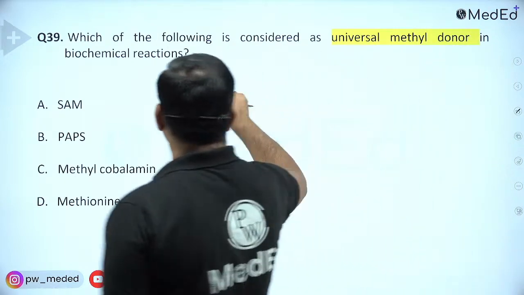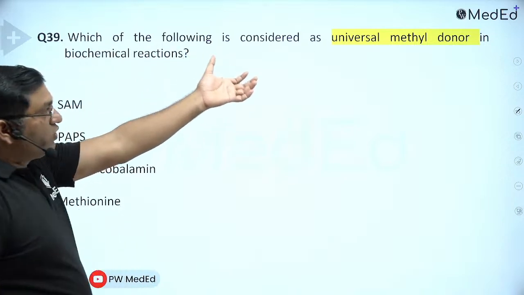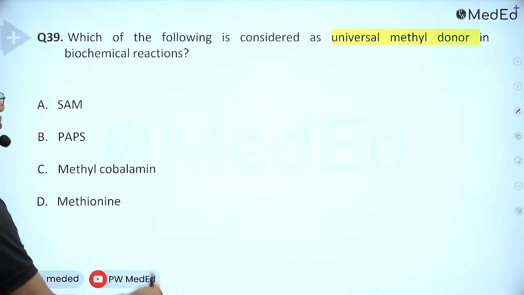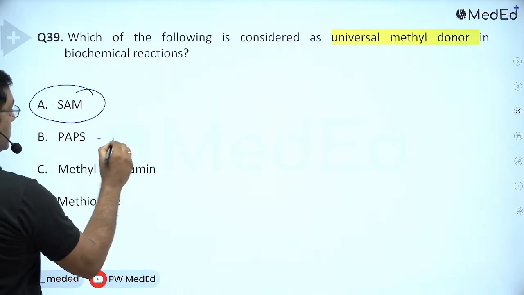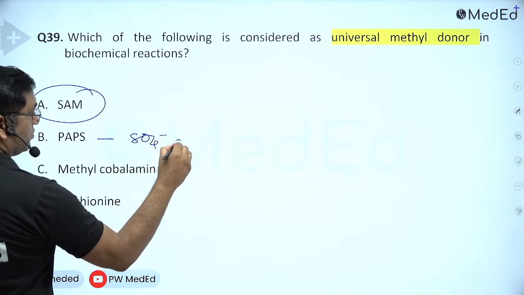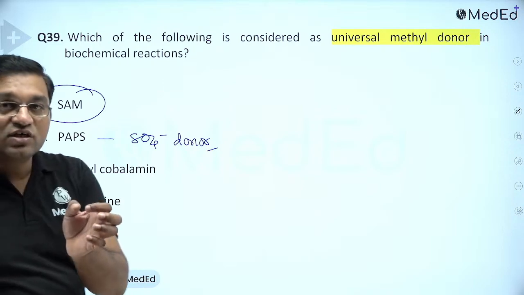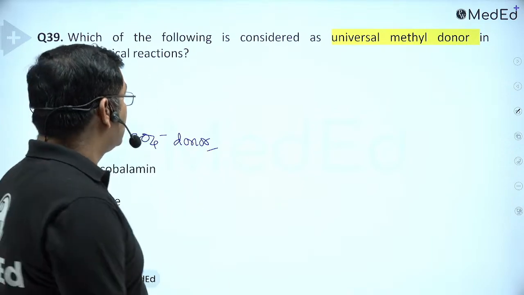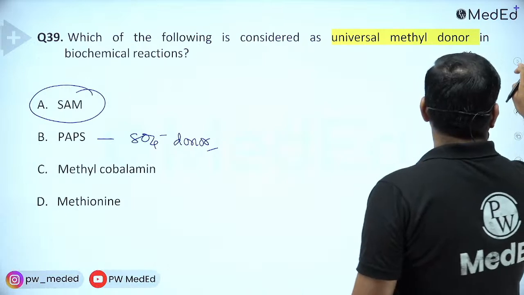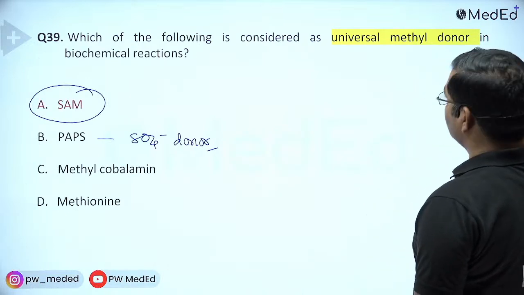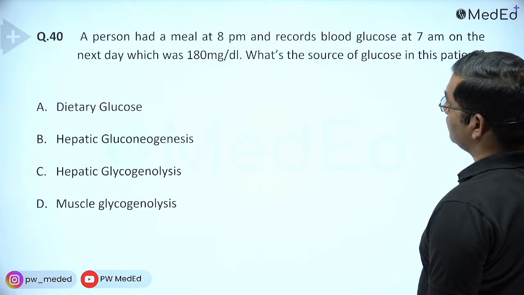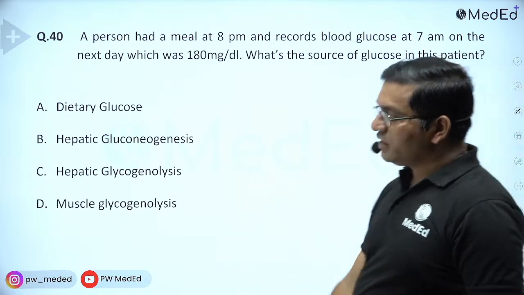We already discussed this point. Which of the following is considered the universal methyl donor? It is SAM. This is the sulfate donor, the universal sulfate donor, specifically required for glycosaminoglycan synthesis. So this is very, very important now.